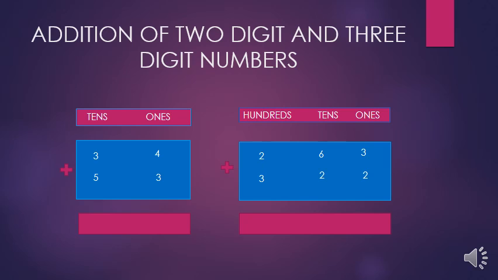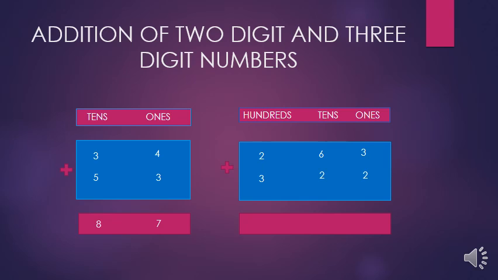So here 4 and 3 are there. As I already told you, keep 4 in your mind and 3 on the fingers. So 4, after 4 what comes? 5, 6, 7. 7. Now next, 3 plus 5.